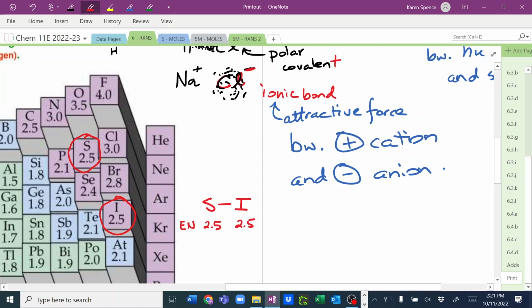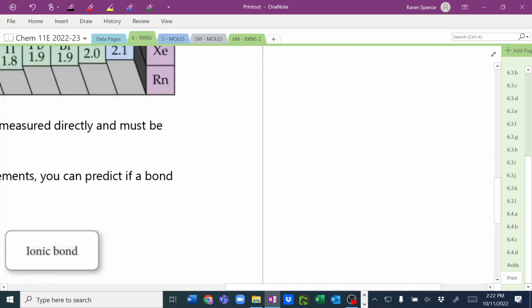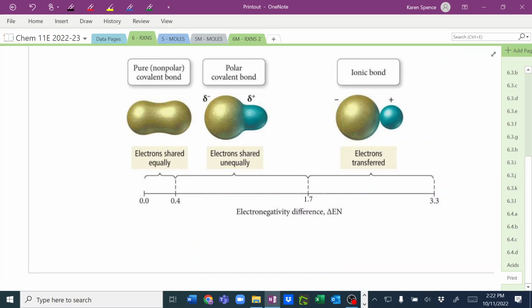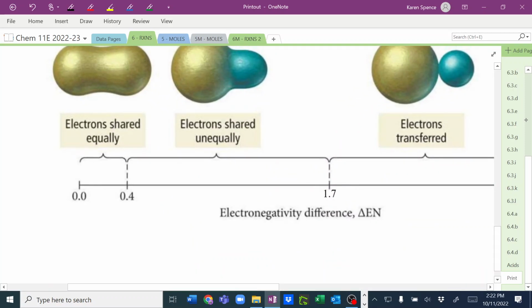If they ever get to the point when it's essentially nonpolar, okay, there are like little cutoff points. If we look towards the bottom of the page, you can actually say that if the electronegativity difference is less than 0.4, then the electrons are shared essentially equally.